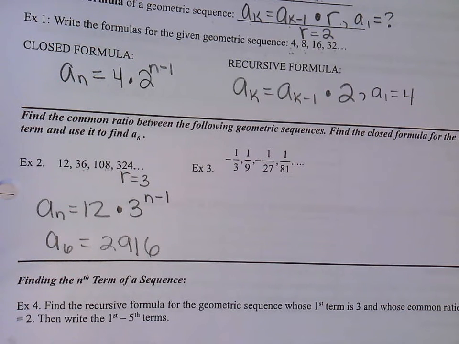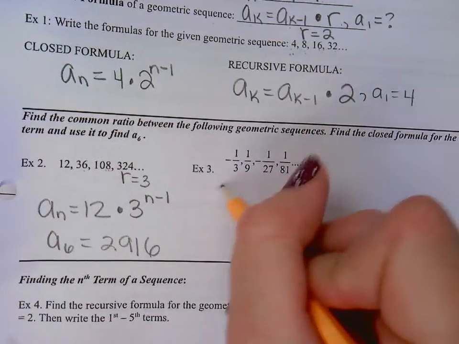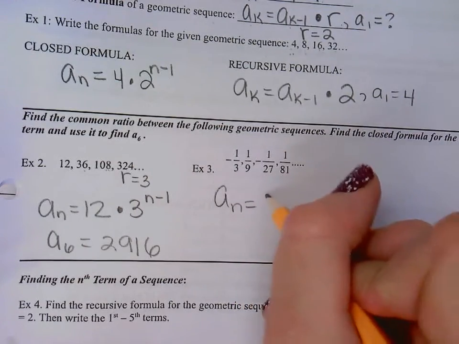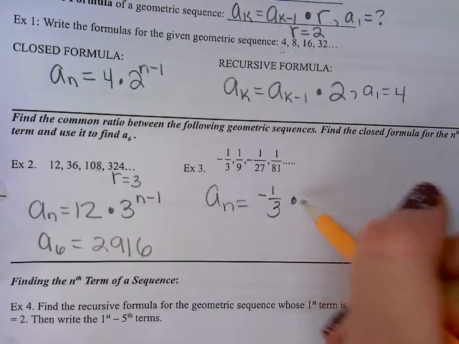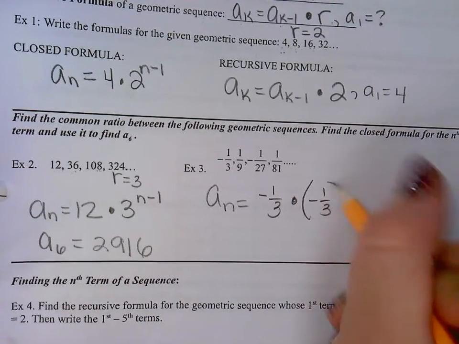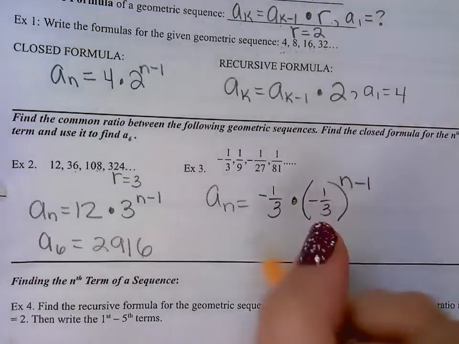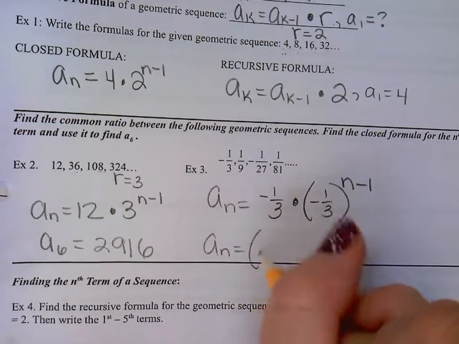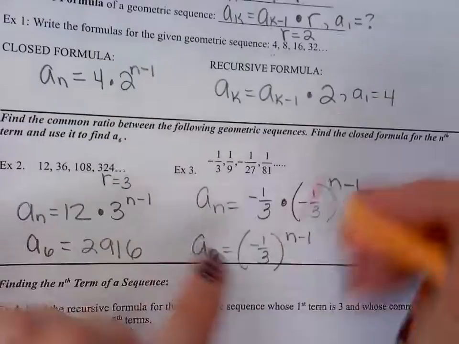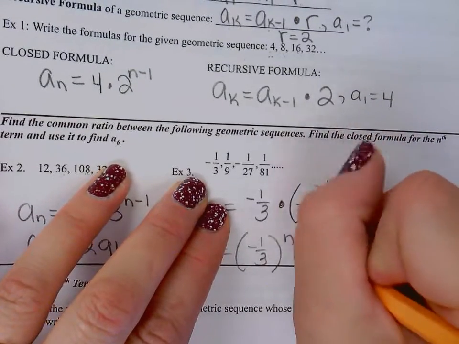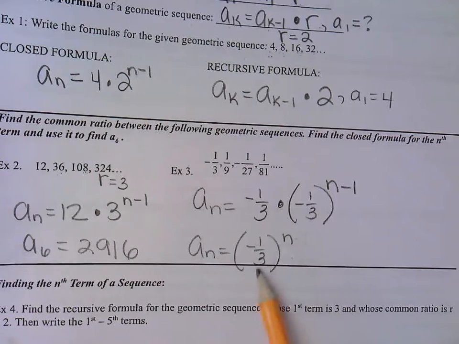Negative 1/3, right? So my starting value is negative 1/3. And guess what? My ratio is negative 1/3. So you could write it as, they kind of cancel out. It's negative 1/3 times negative 1/3 to the n minus 1. So if you want to write it as just negative 1/3 to the n, right? Because then to the first power, you get negative 1/3.